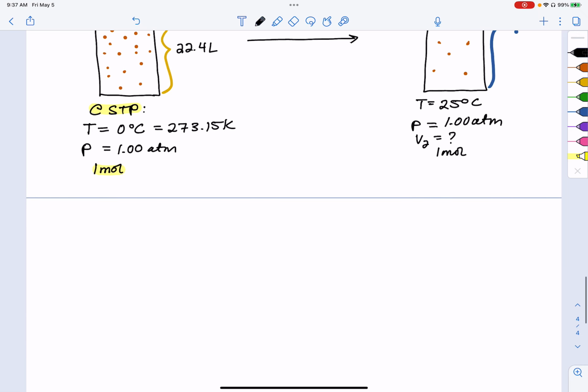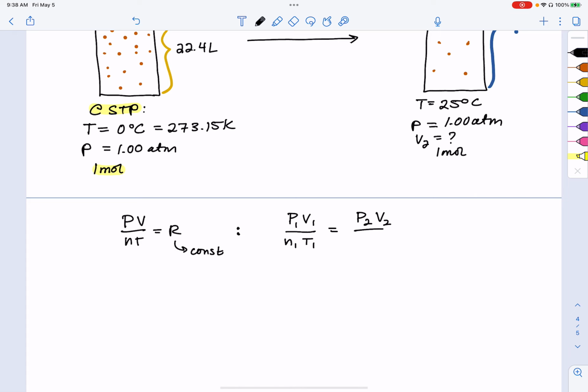So let's set up our ideal gas equations. So we've got, in general, PV over NT is equal to R, and since R is a constant, I can say that the pressure and volume and moles and temperature at some initial condition is equal to some pressure and volume and moles and temperature at some new condition. And I can set these equivalent because these are both equal to R.